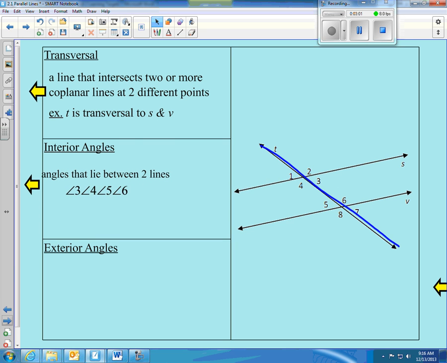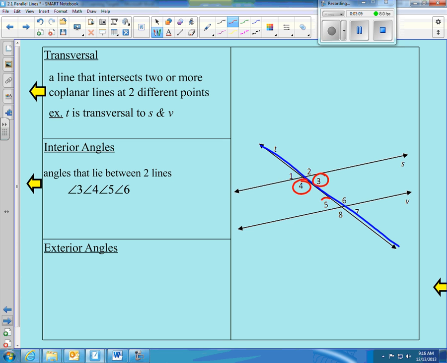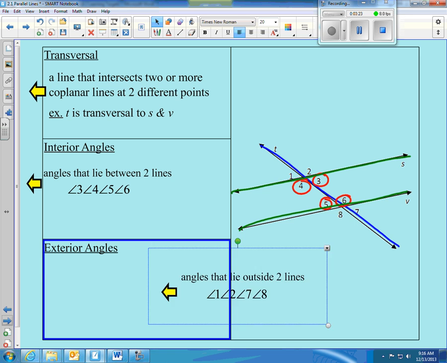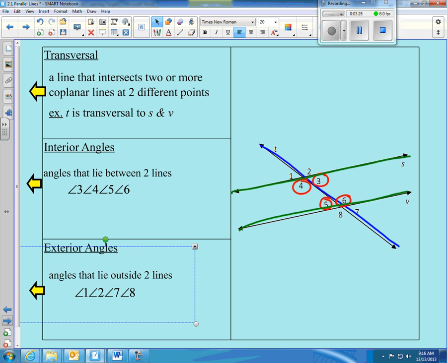So this creates some angles. It creates some interior angles. They're the angles that lie between the two lines. So these are the inside angles, such as 3, 4, 5, and 6. See how they're on the inside of our two parallel lines? Okay, then we have exterior angles. Exterior angles are those angles that lie on the outside of the two lines. So that would involve angles 1, 2, 8, and 7. Those are on the outside of those two green lines we have there.